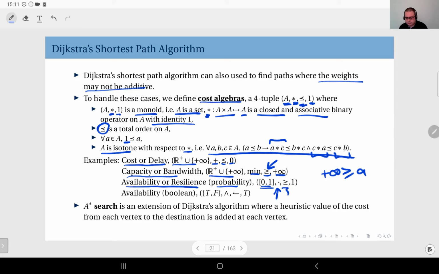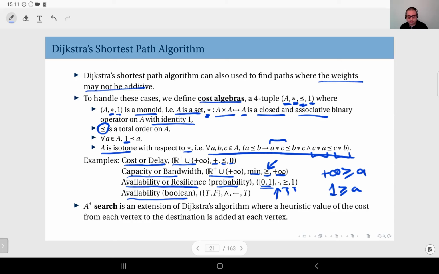Again, the order is greater than or equal to because you want to maximize this probability now, not minimize it. And the minimum value in this case, minimum in the sense that it satisfies this for all A, is 1. A similar cost algebra can be defined as a Boolean availability, so the probability here is reduced to zeros or ones. So Dijkstra's algorithm can be applied to a variety of scenarios in this setting.